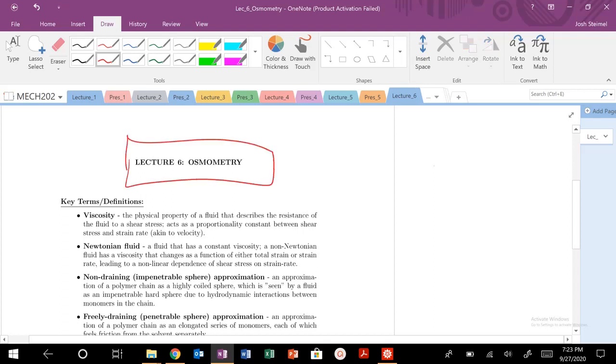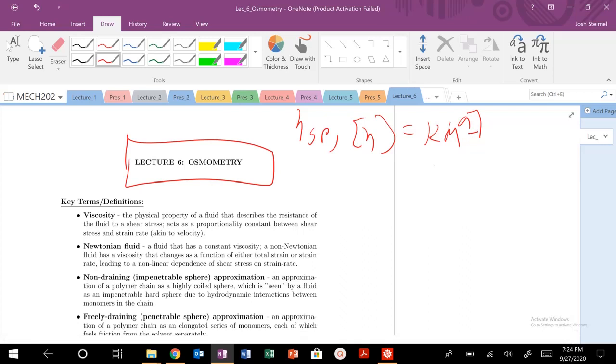To talk about osmometry, and specifically membrane osmometry. This is, again, in this series of lectures where we're going to be learning about experimental techniques to measure critical properties of polymeric materials. Last time you were able to measure specific viscosity and intrinsic viscosity, and get that Mark-Houwink equation, where you have this relationship between intrinsic viscosity and our solvent quality A, and you can create a plot and see that relationship.